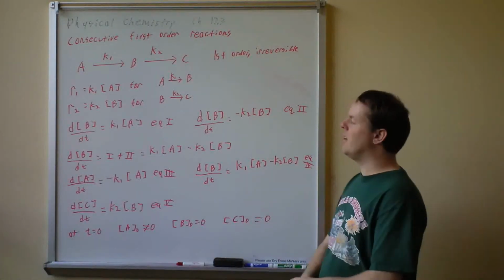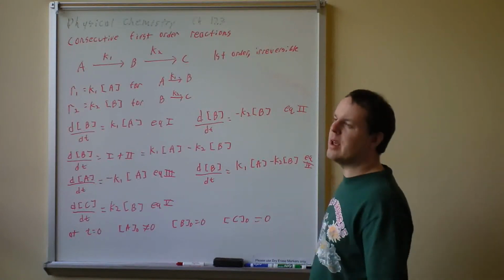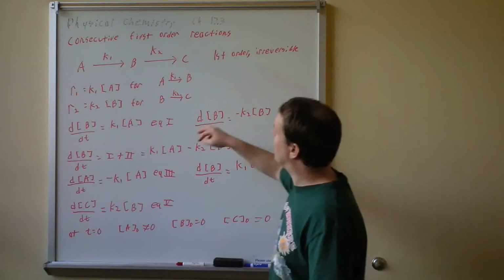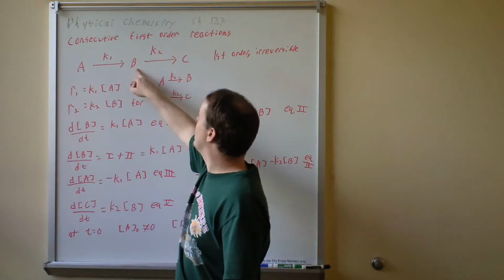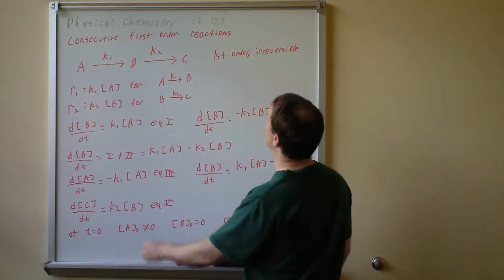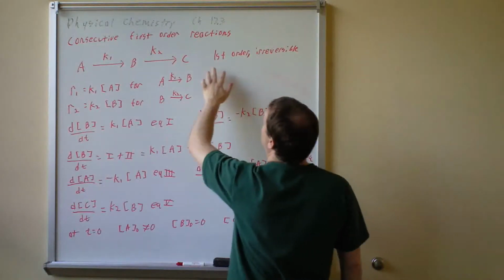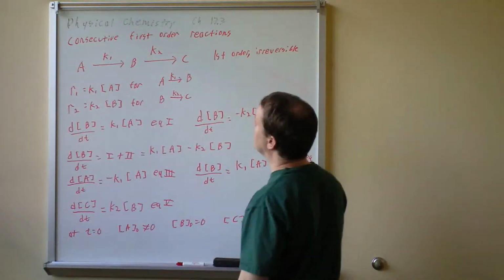If you continue on physical chemistry, chapter 17, section 3, now we're going to talk about what happens when you have consecutive reactions. For example, reactant A goes to product B, but then product B becomes a reactant to go to product C. Notice we're going to have two different rate constants, k1, k2. Now we're going to assume these are all first order irreversible.